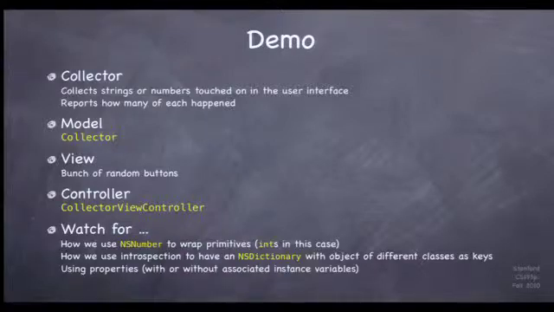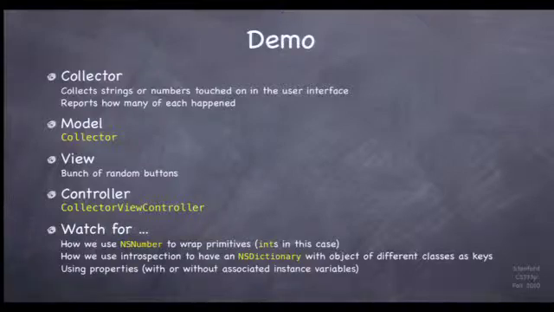So in this demo, our model is this class called Collector that I'm going to create. The view is just going to be a bunch of random buttons that have strings and numbers on them, and when you click on one, it's going to collect it. And our controller is going to be Collector View Controller, and all it's going to do is get the messages from the buttons and turn around and call the model to collect.